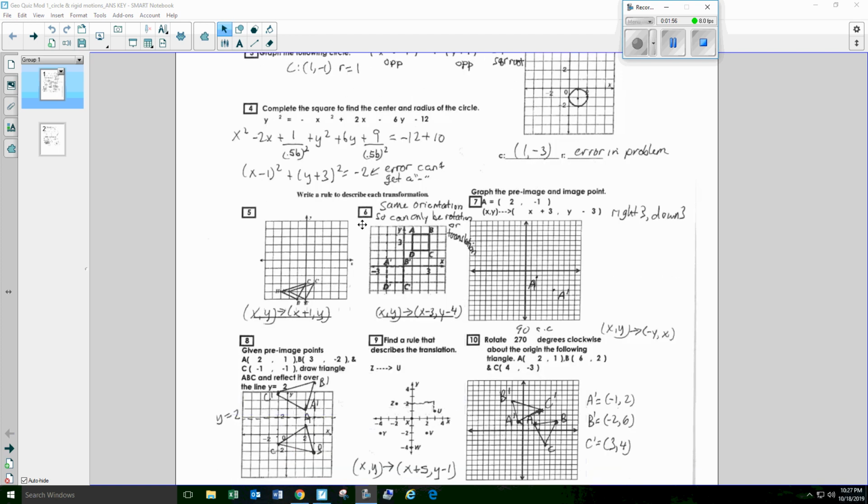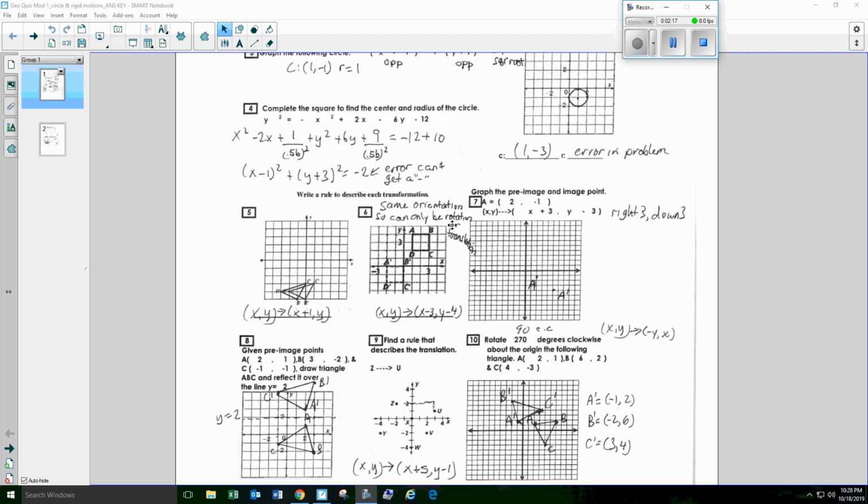All right, number 5, write the rule for translation or transformation. Okay, so here all we have is a translation, went 1 to the right. It did not go up or down for the y. So remember, it always starts x comma y, arrow, parentheses, you want 1 to the right, so it's x plus 1. It's 1 to the right. Y did not change, just comma y.